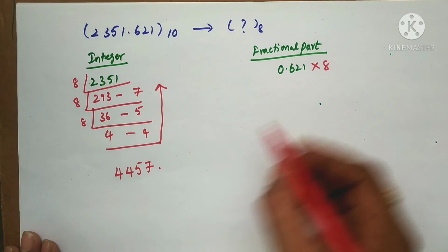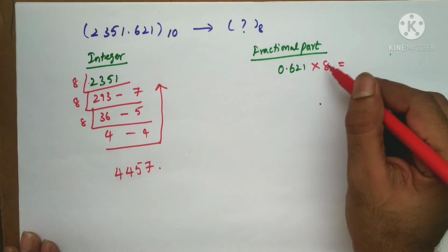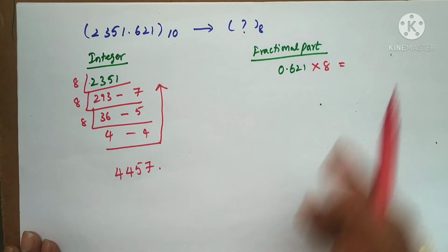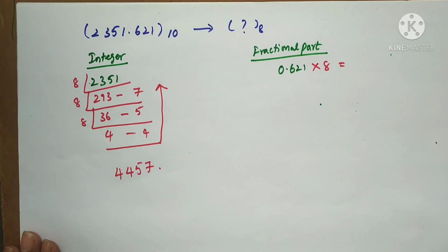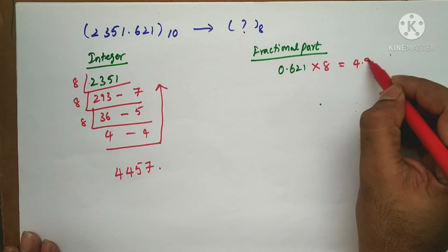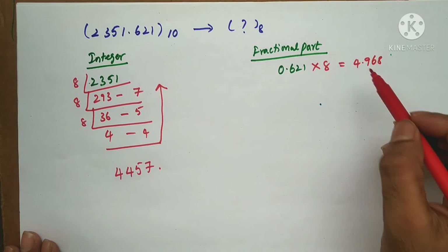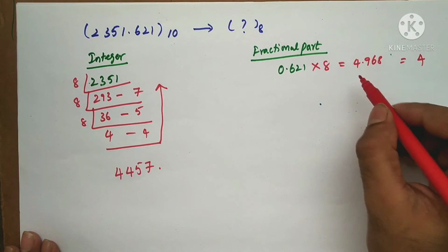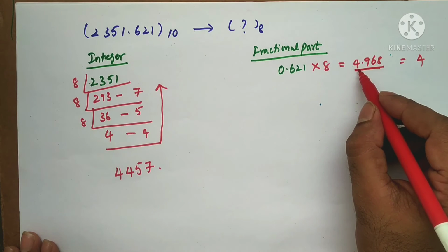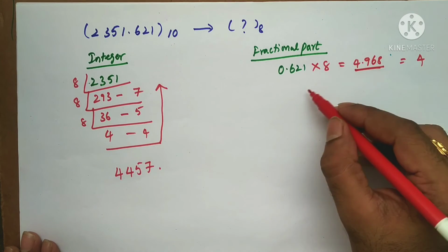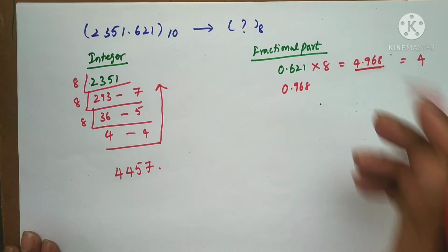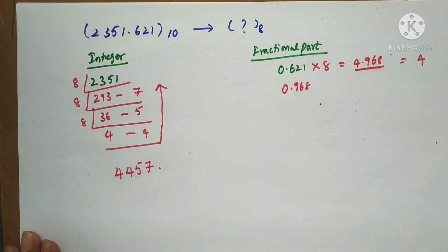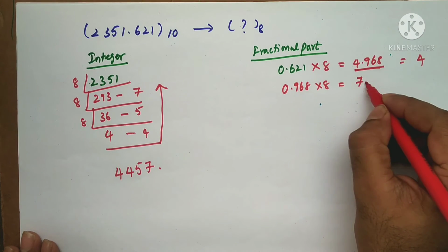Likewise, perform this operation for the fractional part also. 0.621 multiplied by 8, you will get 4.968. In this answer, take out the integer part. The integer part is 4. Take out the integer part and write down the fractional part, 0.968. Perform multiplication with 8 again.